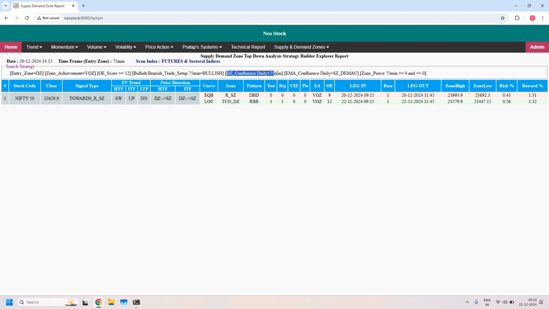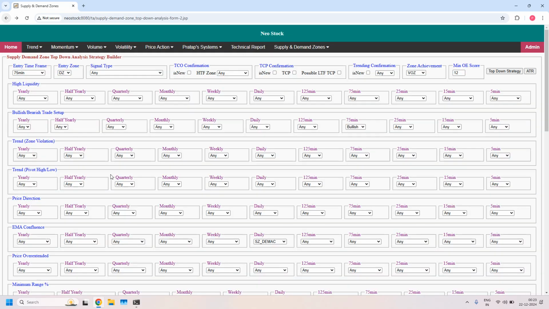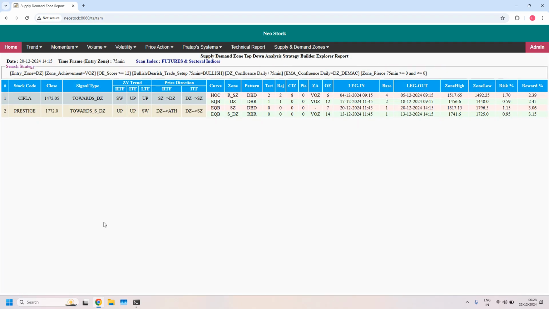We already selected demand zone confluence. So I am correcting the mistake. In the EMA confluence at a daily time frame, I have to select daily demand zone with daily EMA. This is the right one. Out of 6, we got 2 stocks now. So these 2 demand zones are having EMA confluence, daily EMA confluence.